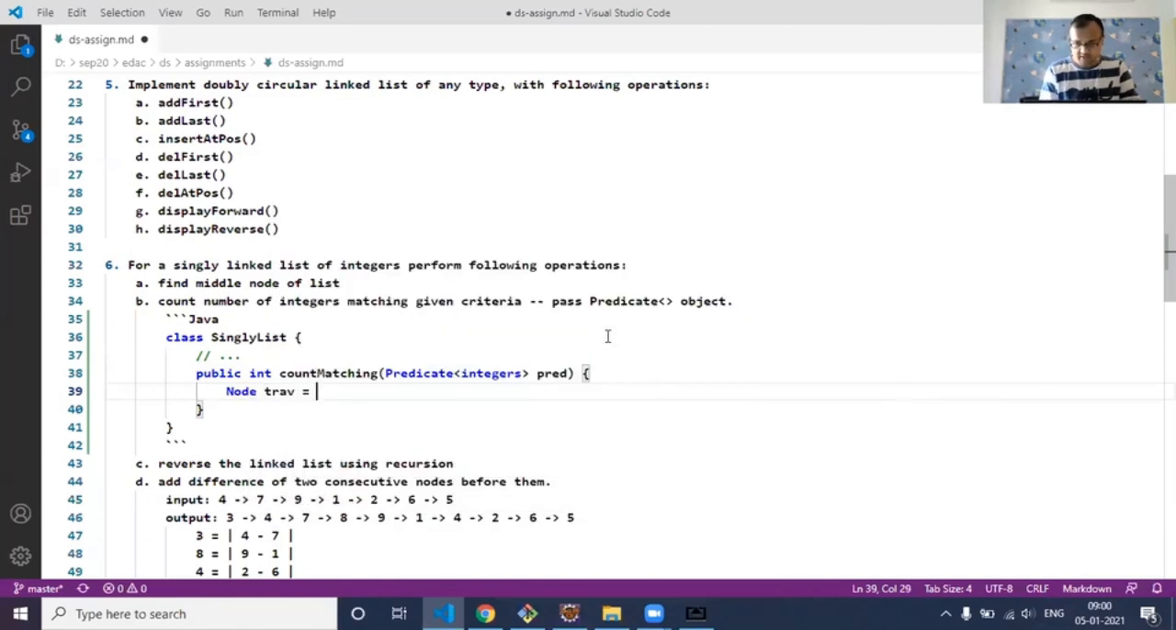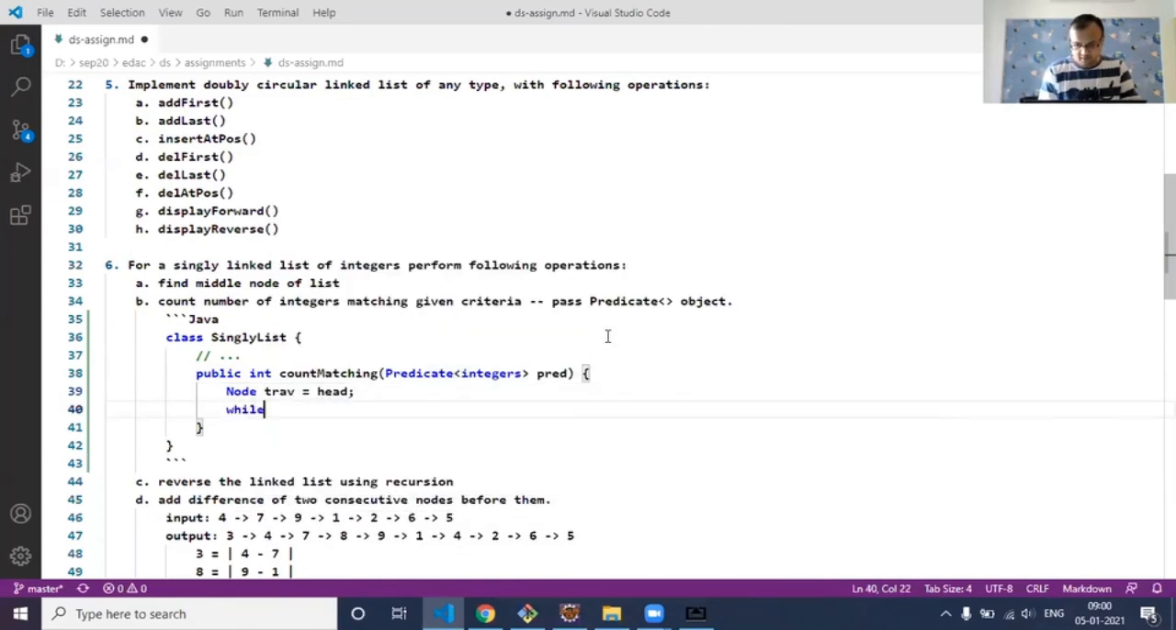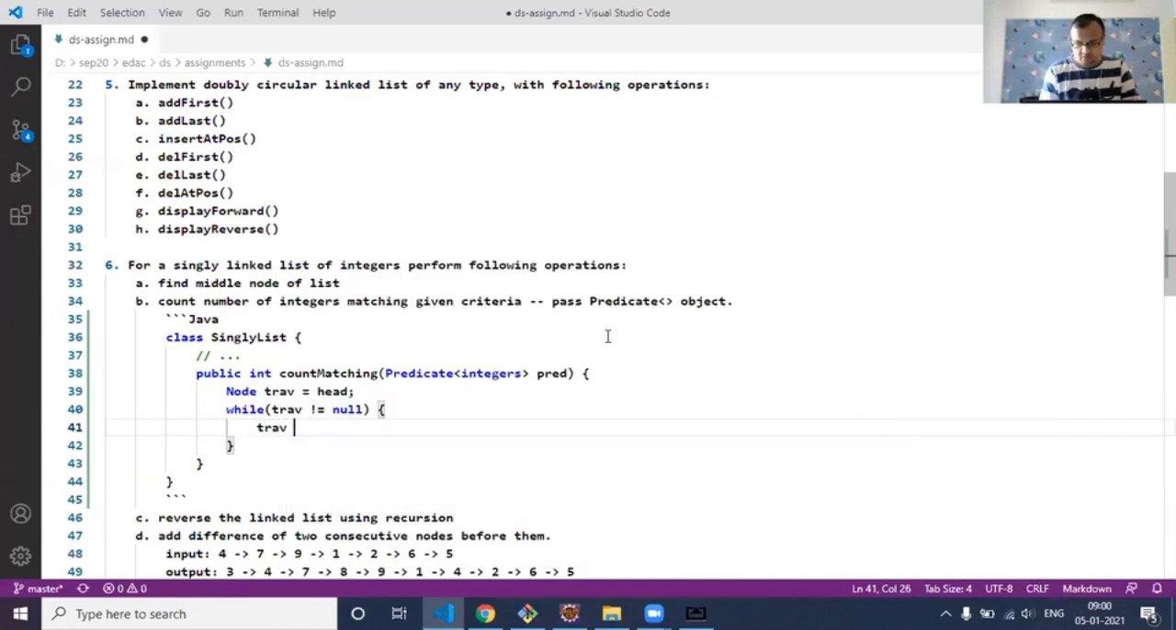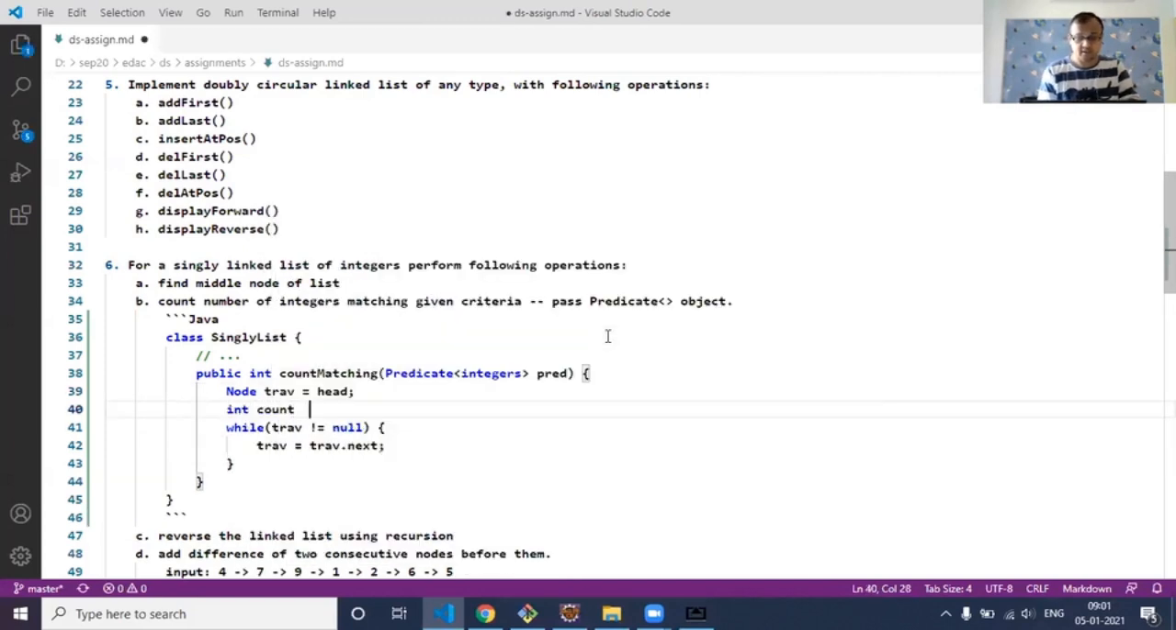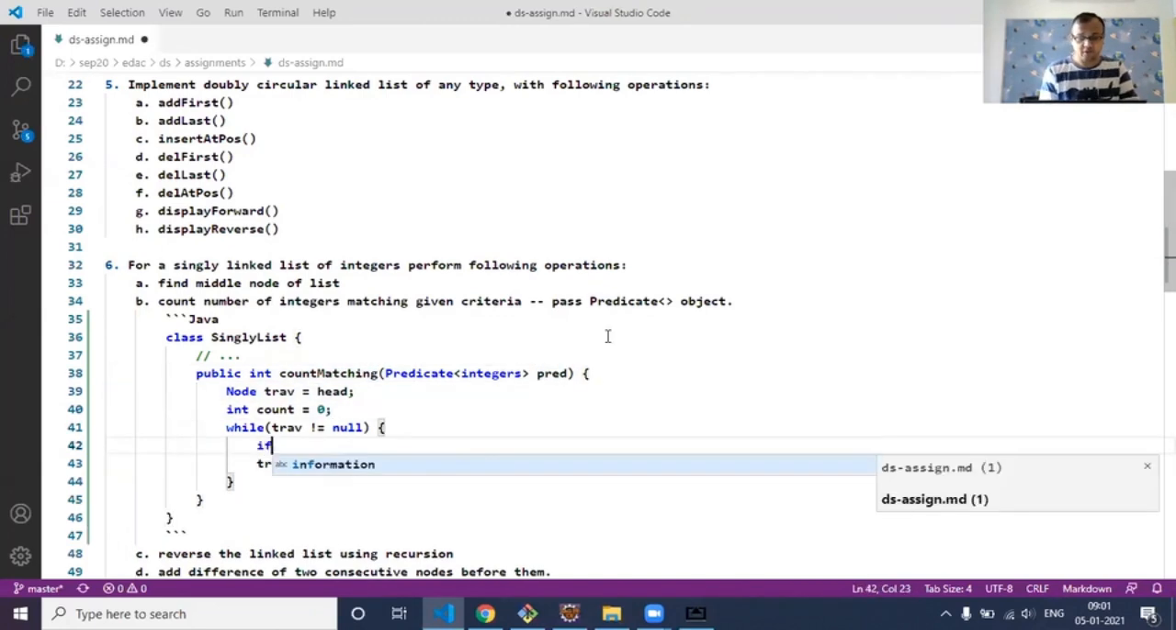And how do we traverse the linked list? trav is equal to head, while trav is not equal to null, trav is equal to trav dot next. I'm assuming this. However, now I'm interested in counting the number of elements for the given condition. If you go back and check, the predicate is a functional interface, and for the functional interface, the method name is test.